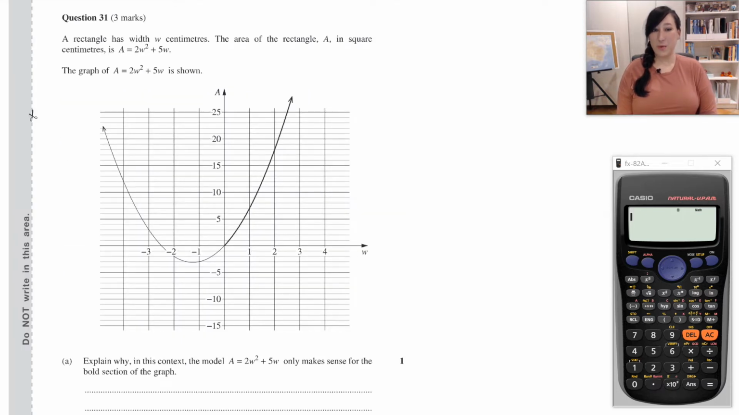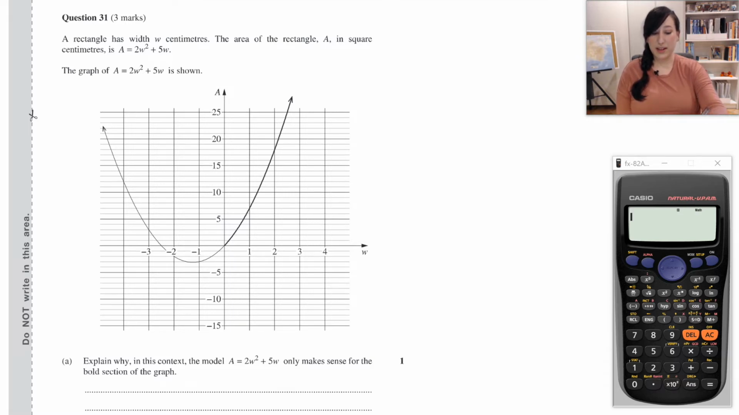Okay, question 31 says, a rectangle has a width W centimeters. The area of the rectangle A in square centimeters is A equals 2W squared plus 5W. The graph of A equals 2W squared plus 5W is shown. And then we have the graph. Part A says, explain why in this context the model A equals 2W squared plus 5W only makes sense for the bold section of the graph.